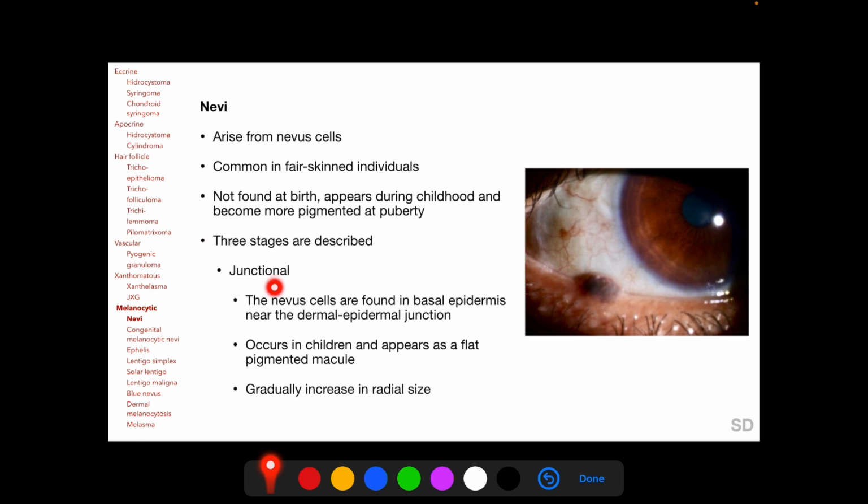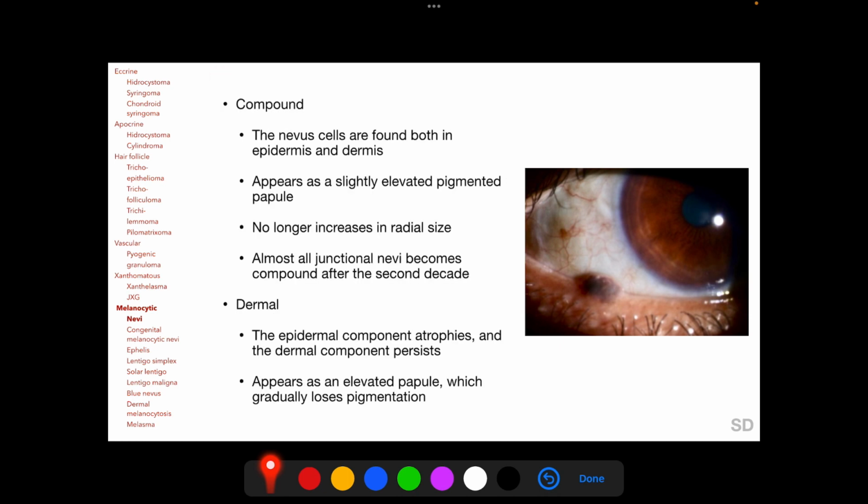In the junctional stage, the nevus cells are found in the basal epidermis near the dermal epidermal junction, and the junctional stage is found in children and appears as a flat pigmented macule, and this macule gradually increases in radial size with the growth of the child. In the compound stage, the nevus cells are found both in the epidermis and dermis, and they appear as a slightly elevated pigmented papule, which no longer increases in radial size. So when the nevus starts to show elevation, it no longer increases in radial size. And almost all junctional nevi which occur in children become compound after the second decade of life.